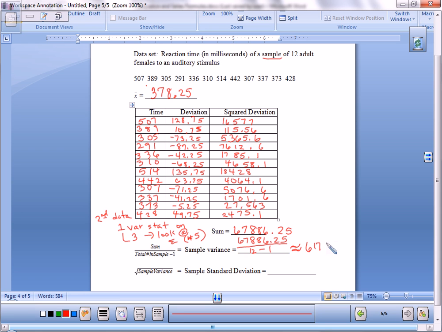And then we take the square root of that. And we get that the standard deviation is approximately 78.559. Is that what y'all got? Or 56?